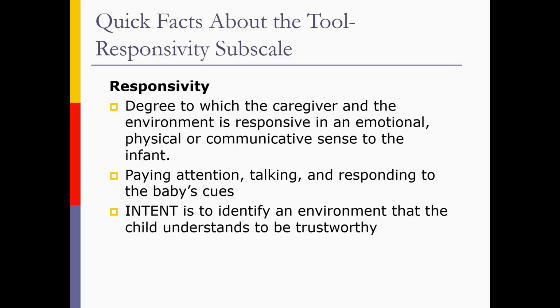Some specific items in this subscale include looking for chances where the parent permits the child to engage in messy play. Another example under this subscale is parents responding verbally to a child's vocalizations and verbalizations, or the parent having speech that's distinct, clear, and audible when interacting with the baby or young child.